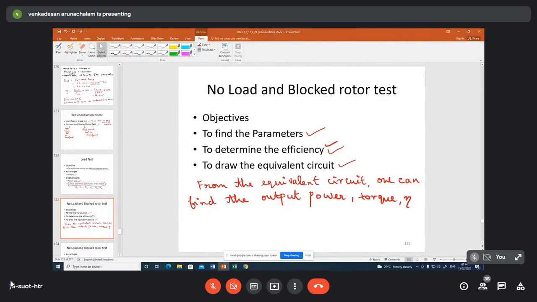So first we can find the parameters of the induction motor. And second, after finding the parameters, we can draw the equivalent circuit of induction motor. And from the equivalent circuit, we can find the efficiency of the machine, output power of the machine, torque of the machine. So these are the objectives of no load test and blocked rotor test. This is very similar to the transformer open circuit and short circuit test. Till now, any doubt is there?